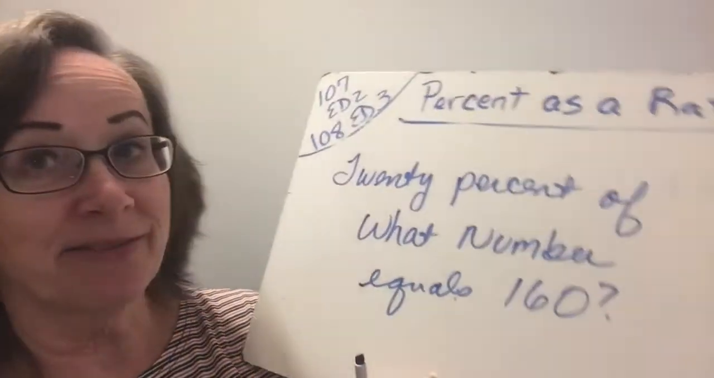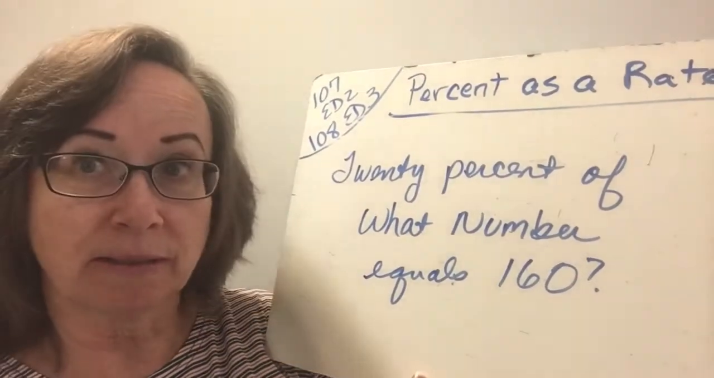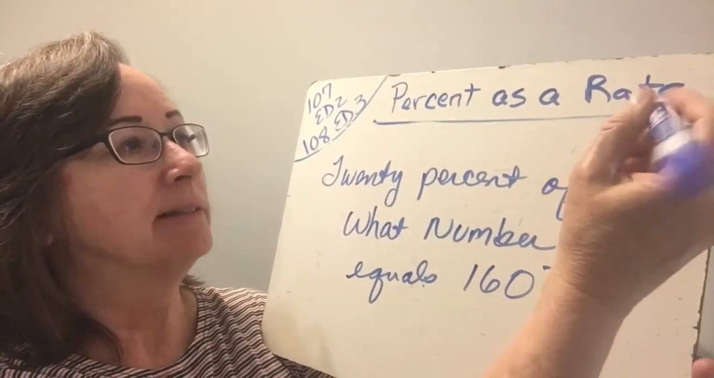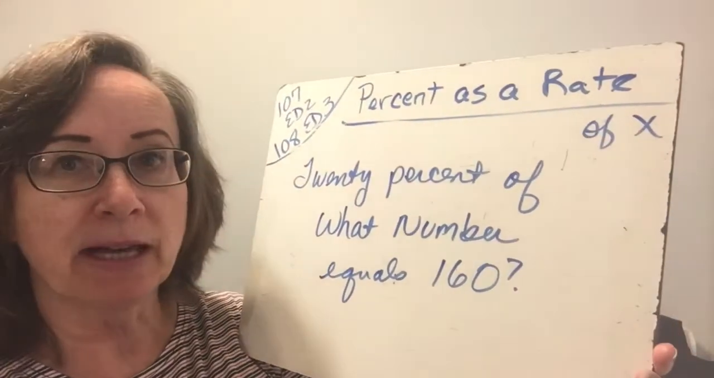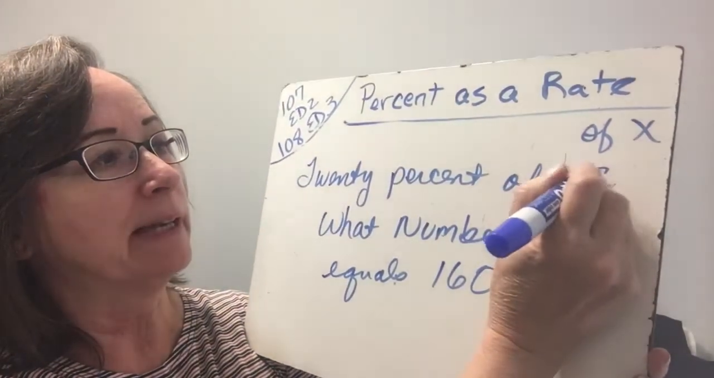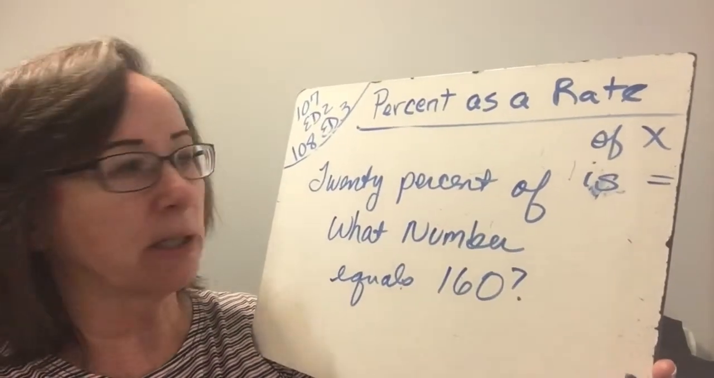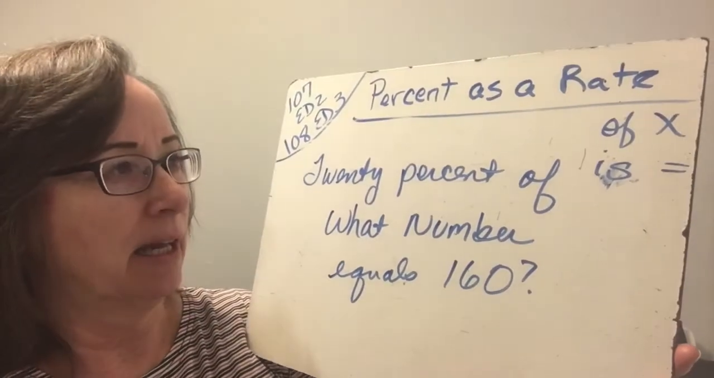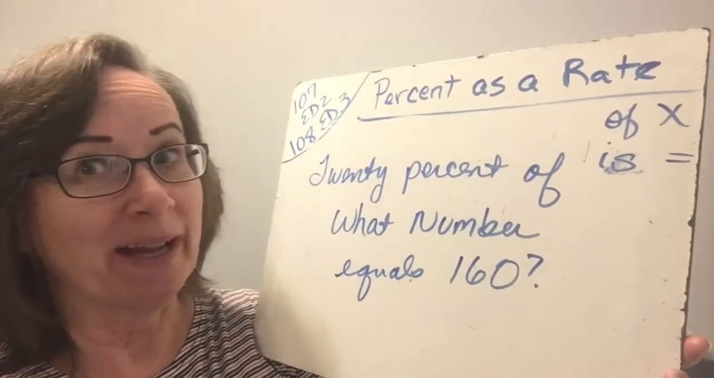All right, so here's our first example. 20% of what number equals 160? So again, I like to just take every time it says of, and I will replace it with a times sign. Every time they say is, I will replace it with an equal sign. And if they use what number, I will usually just replace that with something like n, because n is a good variable for what number.